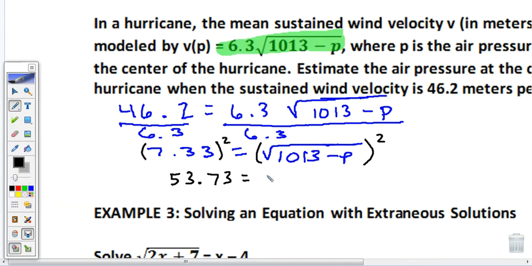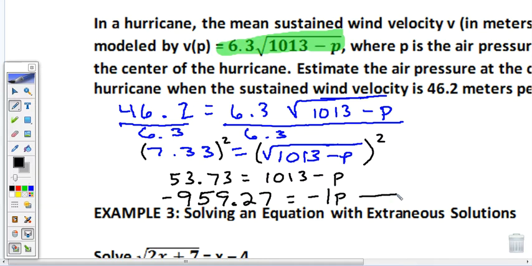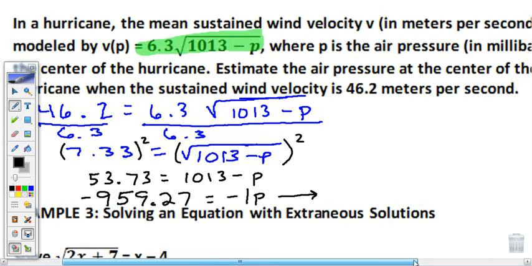What are you going to have on the right now, kids? Okay, so subtract now how much? 1013. Okay, so take 53.73, subtract the 1013. Negative 959.27. When I get rid of the 1013 on the right, that's going to equal negative p. So from this right here, what are the negative signs really going to do to each other? So p is going to end up equaling what value?